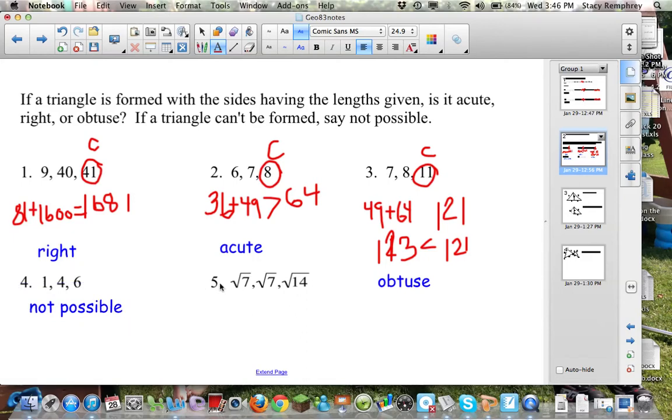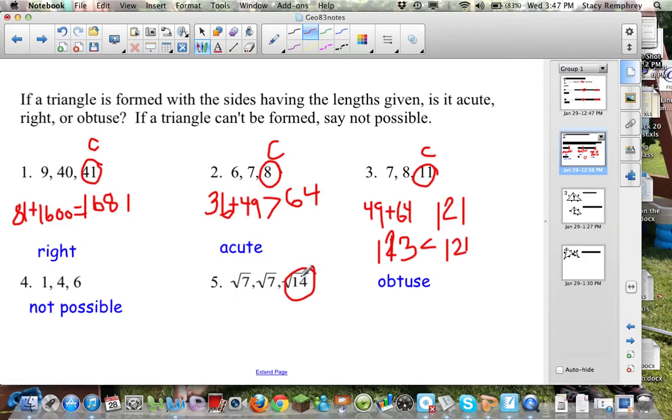All right, over here. This one tends to be a little tricky for you guys. This is the longest. I can also figure that out because I can use estimation. 2 squared is 4. 3 squared is 9. So this is a number between 2 and 3.